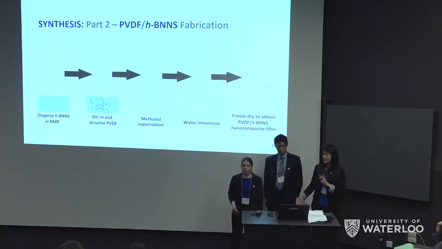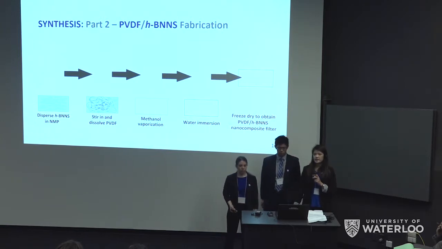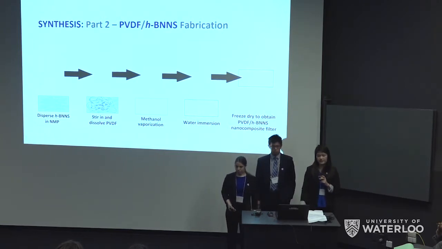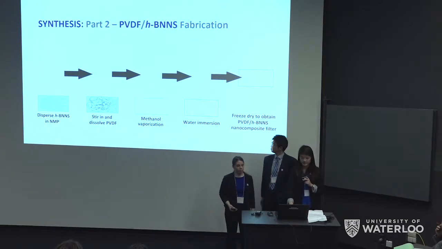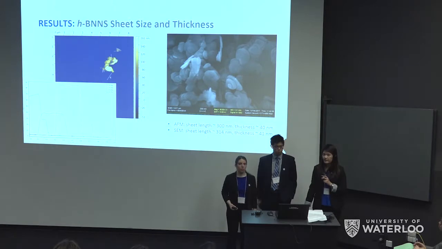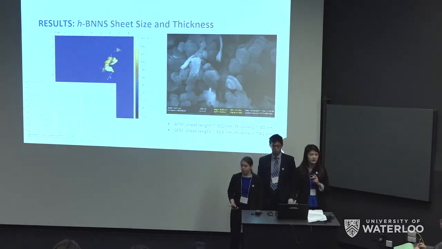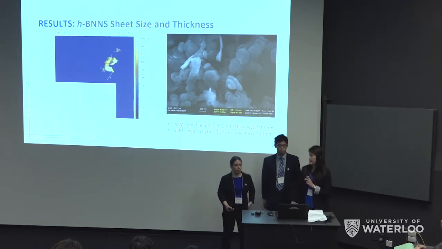The second part is the actual fabrication of the nanocomposite. We disperse the HBNNS in NMP with PVDF, and through a phase inversion process followed by freeze drying, we obtain our nanocomposite. One of the first things we tried to do to verify our material was to look at our nanosheets. What were the dimensions? We did this using AFM and SEM.